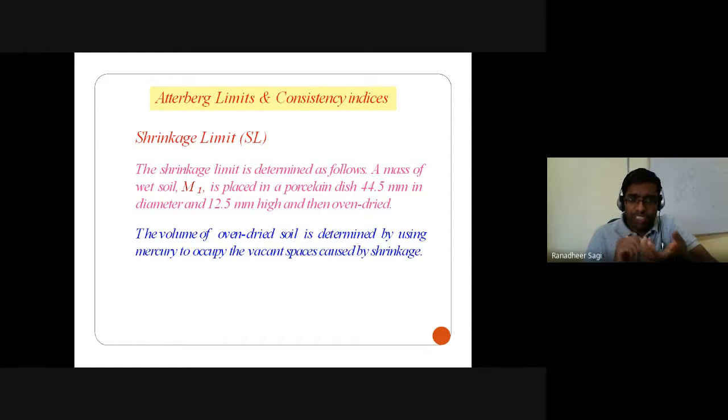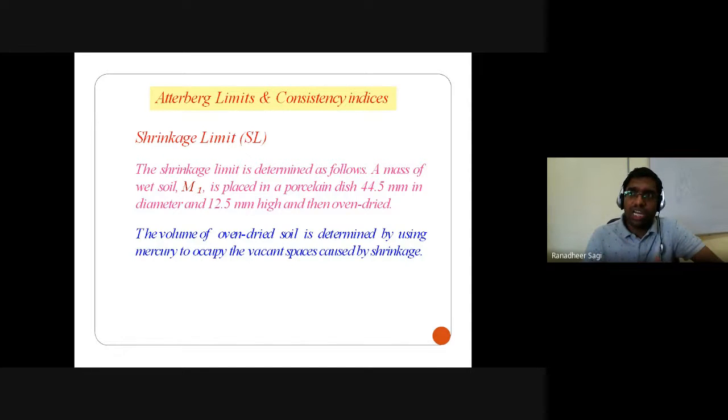Once the soil paste is placed into that cup, measure the weight of the soil which you have placed into the cup. That weight we will call M1, the mass of the soil placed into the cup, thoroughly mixed with water. Now allow that soil sample to naturally dry for some period of time until the color changes. So allow the soil sample to go through the natural drying process.